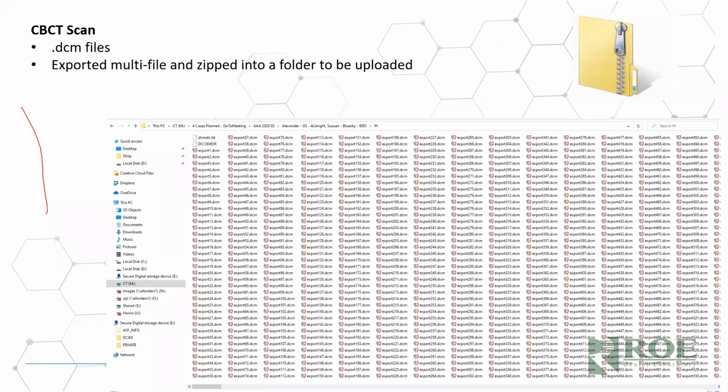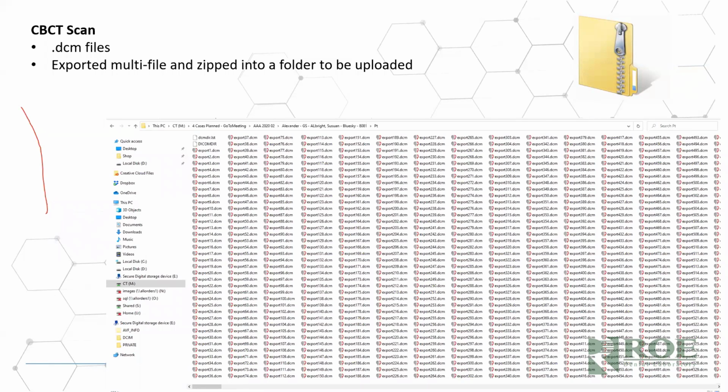Every cone beam out there has a mechanism for exporting raw DICOM. What we want you to see is a folder full of DCM files. Sometimes it's 200, sometimes it's 800. Our upload page limits at 400 megabytes. Normally when a folder is zipped, it's under 400.